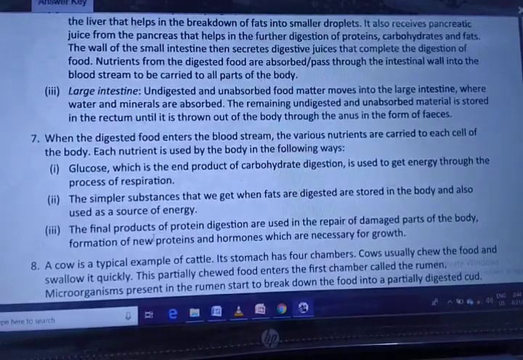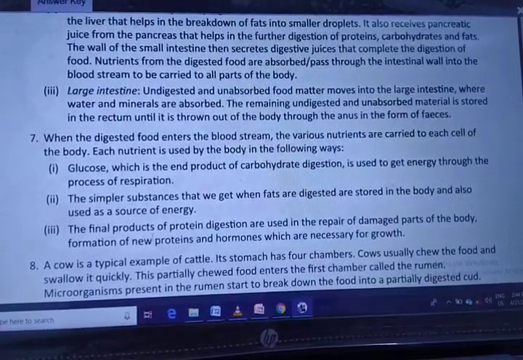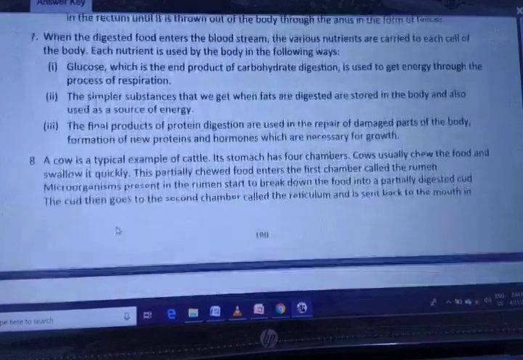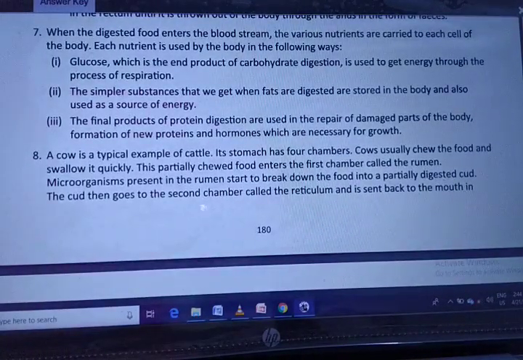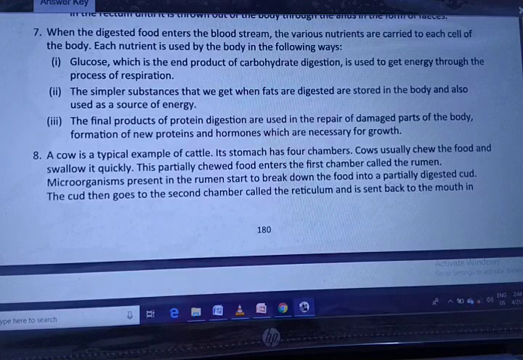Last but not the least, explain the process of digestion in cattle. How do cattle do digestion? A cow is a typical example of cattle. Its stomach has 4 chambers. Cows usually chew the food and swallow it quickly. This partially chewed food enters the first chamber called the rumen. Microorganisms present in the rumen start to break down the food into a partially digested curd.